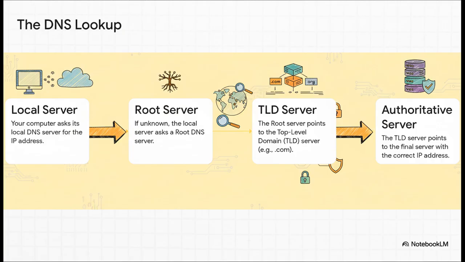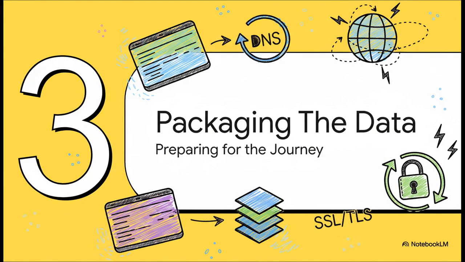First, your computer asks a local DNS server, probably one from your internet provider. If that server doesn't know, no problem. It asks a root server way at the top. Now, the root server doesn't have the answer either, but it knows who's in charge of all the .com addresses, so it points you to the .com server, and that server knows exactly which final, authoritative server has the IP address you're looking for. It sounds like a lot of steps, but this whole thing happens in milliseconds. It's wild.